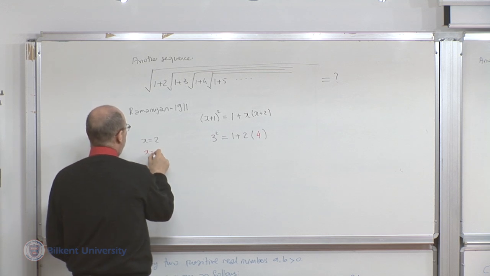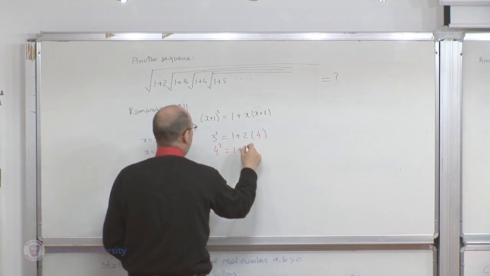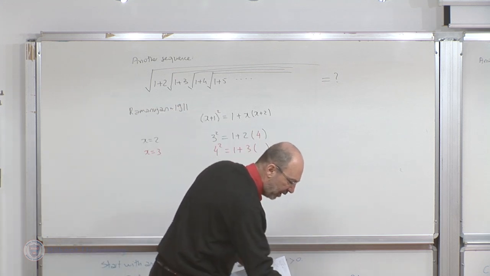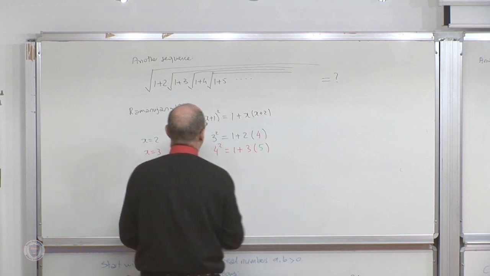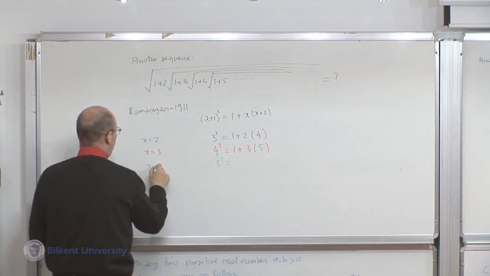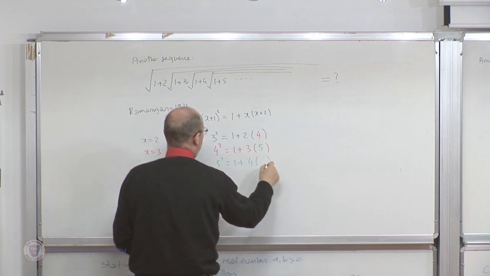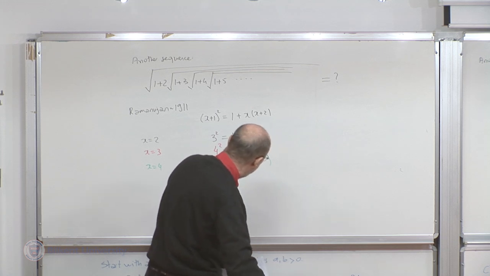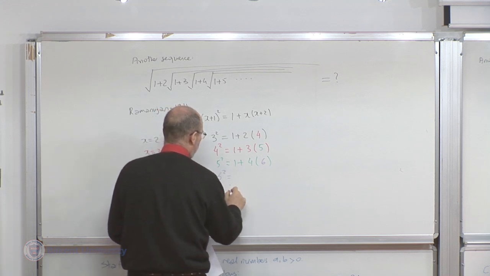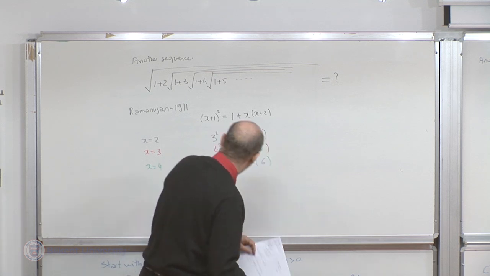Now you put x equals 3. Then here you have 4 squared, that is equal to 1 plus 3 times 5. I'll write 5 in red now. So 5 squared. In order to have this, you put x equals 4. You have 1 plus 4 times 6, and I'll write this in some other color. And then you have 6 squared equals. Did you see the pattern here?